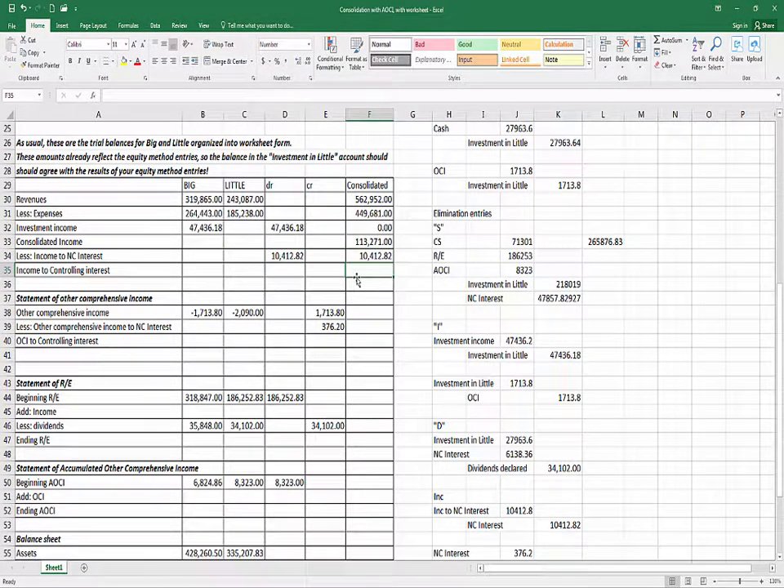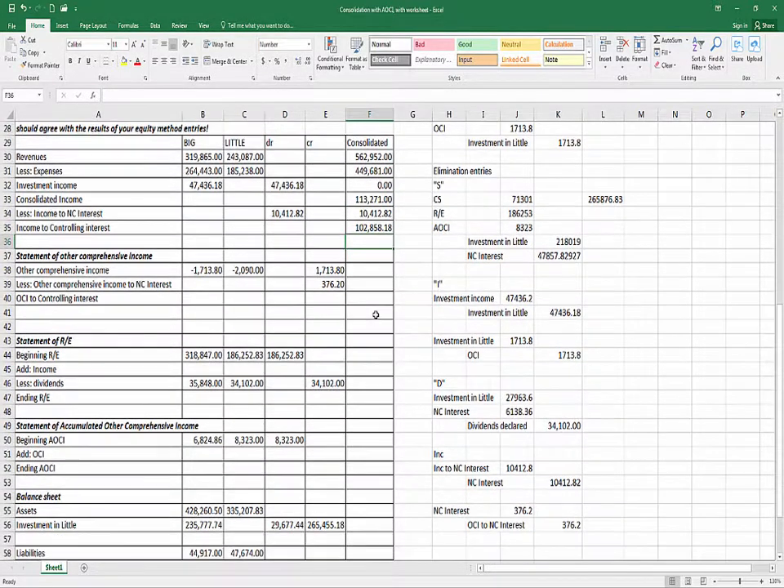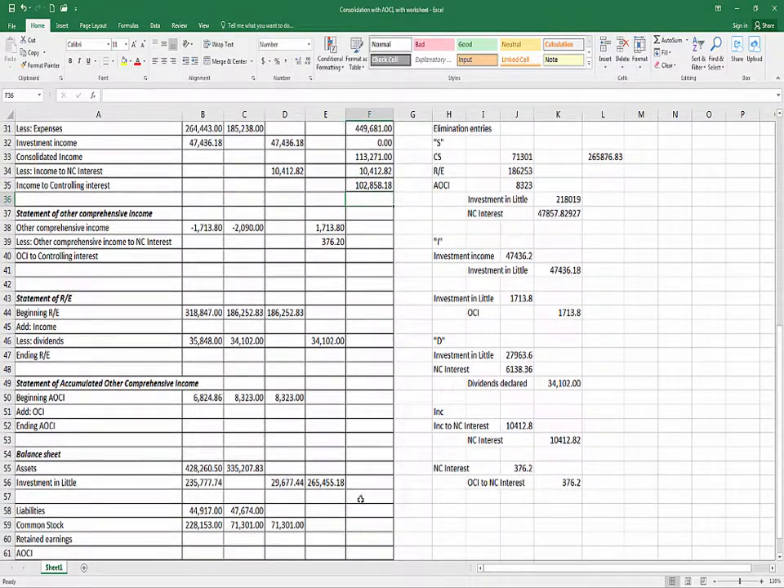We allocate away $10,000 of that to the non-controlling shareholders, so our income to the controlling interest is the consolidated income minus the portion that goes to the non-controlling interest. We take that result and move it to the statement of retained earnings as our income for the period. Let's go ahead and continue with the retained earnings and the balance sheet and then come back and hit the other comprehensive income.